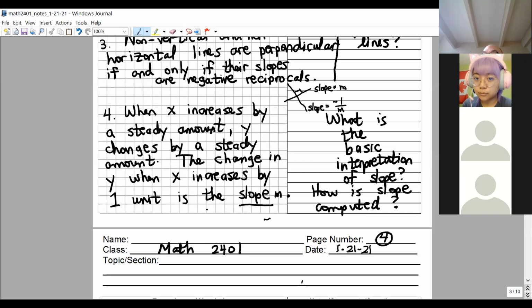And take a little break here, and then we'll come back, and we're actually going to try to apply some of these four basic features of linear relations that I just mentioned, and flesh them out a little bit more in depth with some specific examples.